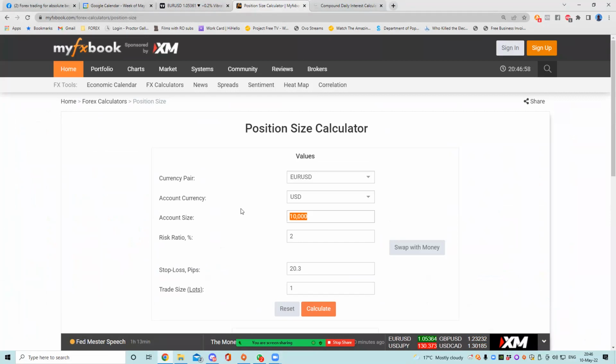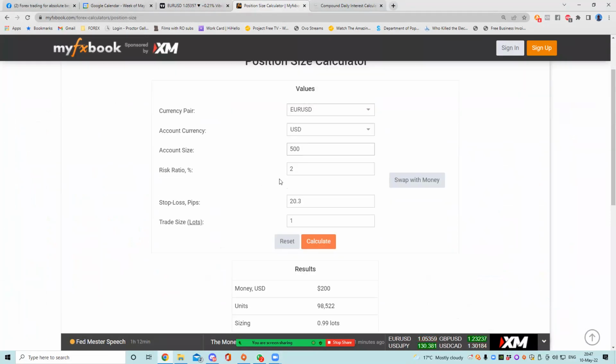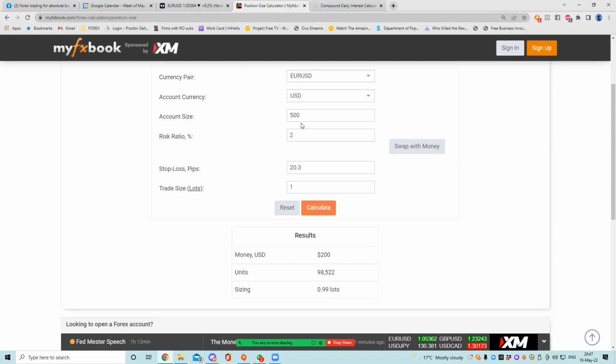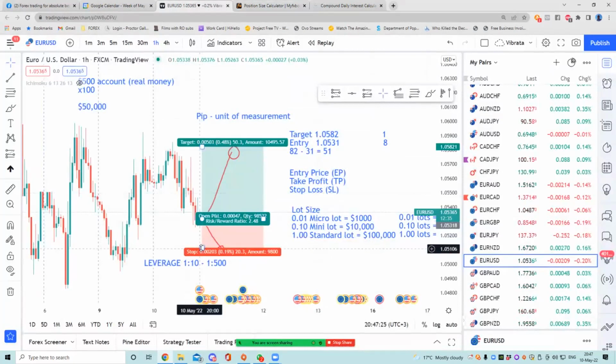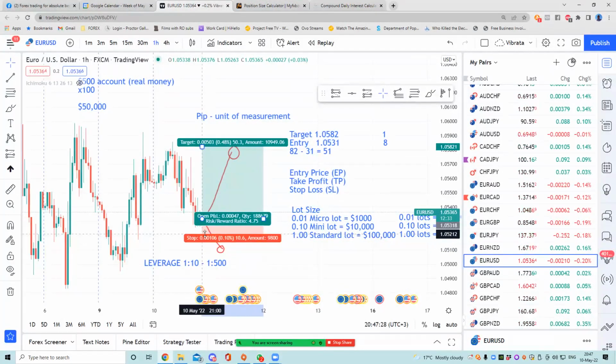So let's go back to $500. Okay, we're leaving the risk at 2%, but look at what happens to the lot size if we change the stop loss. Let's say we have a stop loss of 10 pips. The lot size has doubled to 0.1. When the stop loss was 20 pips, 0.05. Why? Because the lower our risk, the lower our stop loss, the higher our lot size.